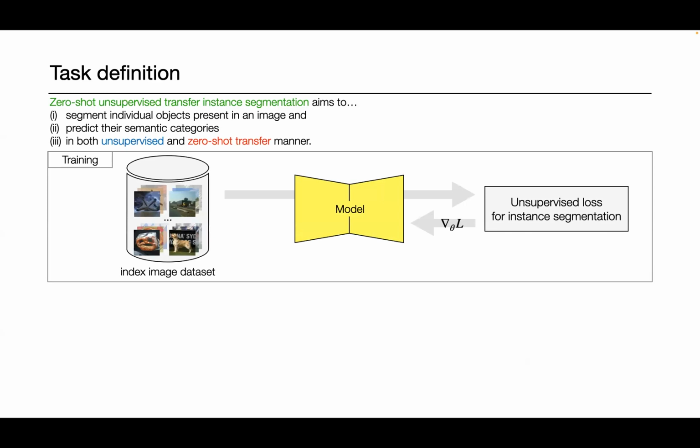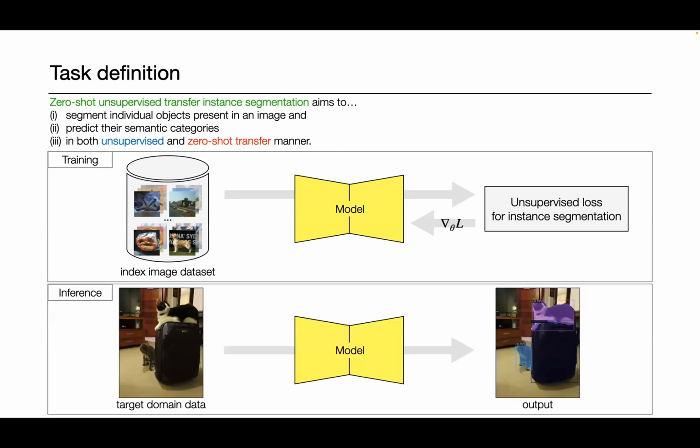So the overall scheme of such an approach to this task might be something like this. During training time, a segmenter is trained with an index image data set, which contains some general images and with some loss for instance segmentation without relying on manual supervision. Then at test time, the model is evaluated whether it generalizes well to images from new data distribution in terms of instance segmentation.